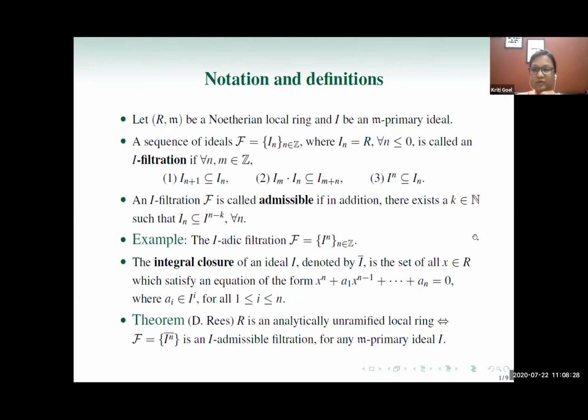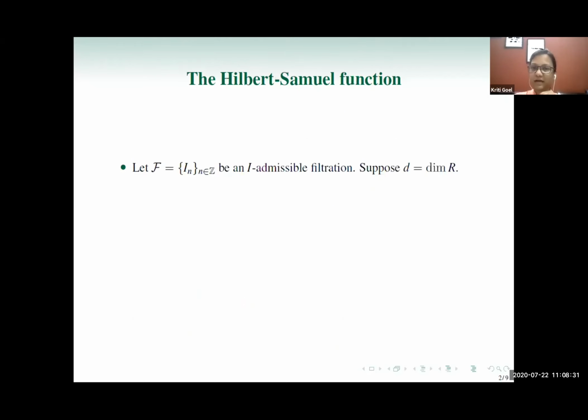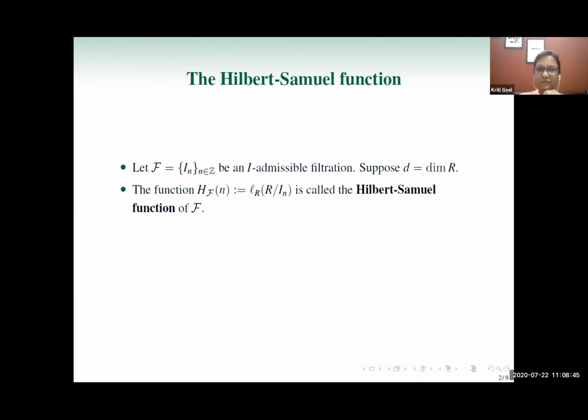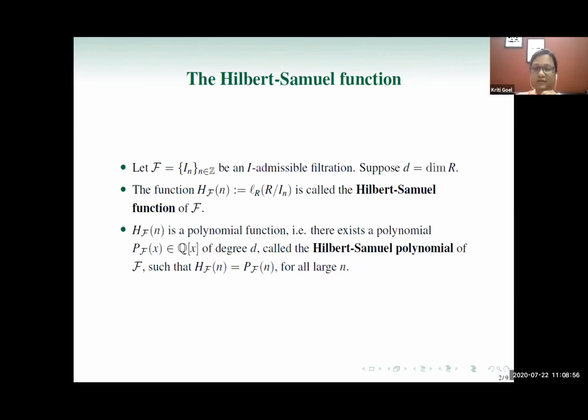So what properties do admissible filtrations have that we can use? Associated to an I-admissible filtration F, suppose the dimension of the ring is t, we associate a length function to this filtration, which we call the Hilbert-Samuel function of the filtration F. This is precisely the length of R over I sub n. It is popularly known that this length function is actually a polynomial function. This means that there exists a polynomial with rational coefficients of degree t. We call this polynomial the Hilbert-Samuel polynomial of the filtration, and the function and the polynomial coincide for large enough values.